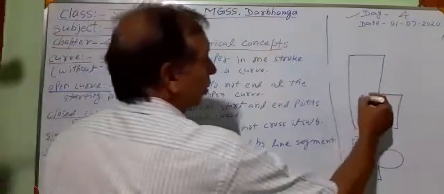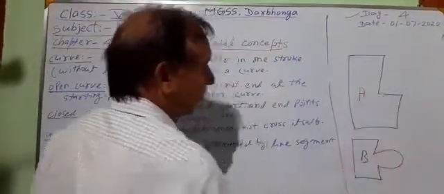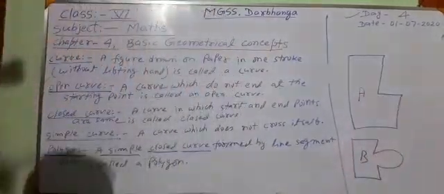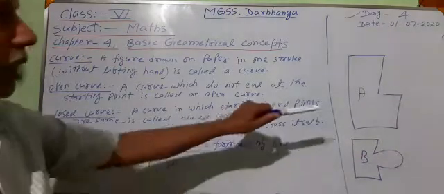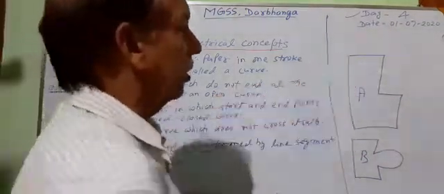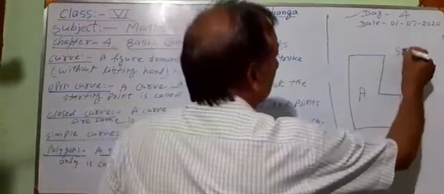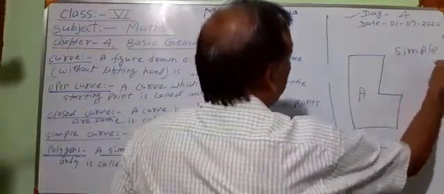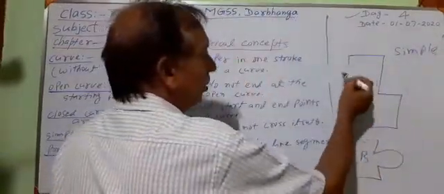Now see both curve A and B. What are the properties? What are the characteristics of A and B? In A, this is simple. A is also simple. Why is it simple? Because no side is crossing another side.